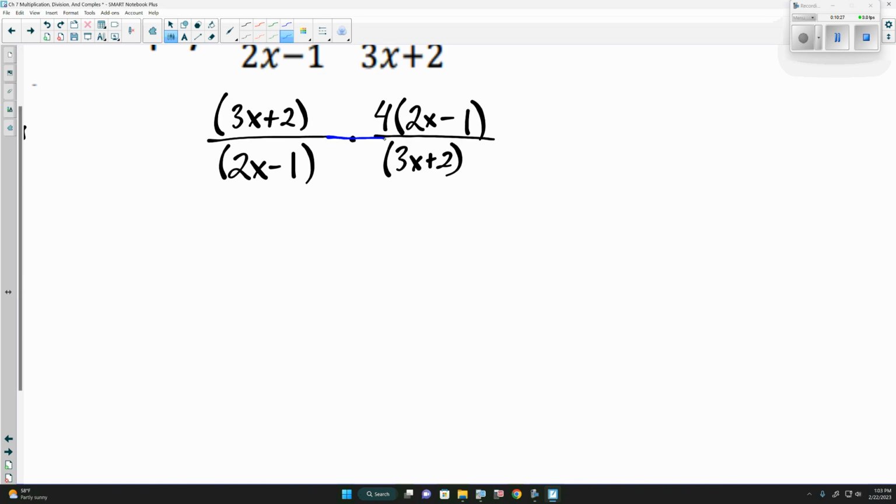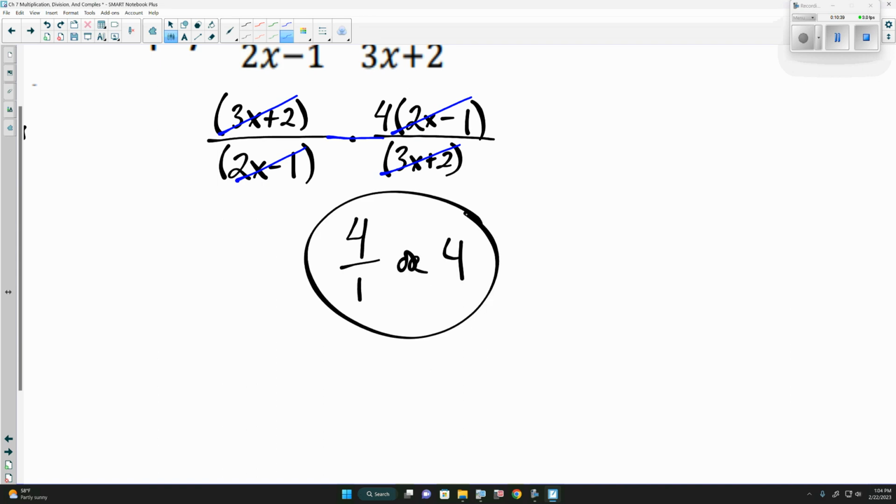So we multiply them together. The 2x minus 1's will cancel out. The 3x plus 2's will too, leaving us with 4 over 1, or 4. Either of these is the correct answer. Now, if the 4 had been on bottom, we would have to leave it as 1/4, because 1/4 and 4 are not the same. But 4 divided by 1 and 4 are.